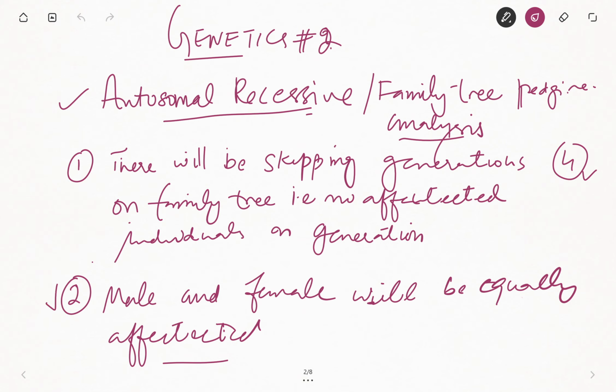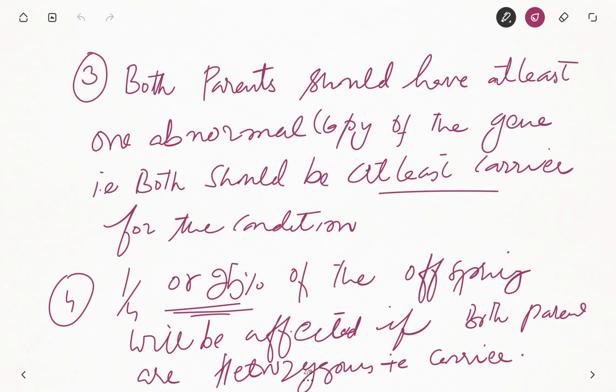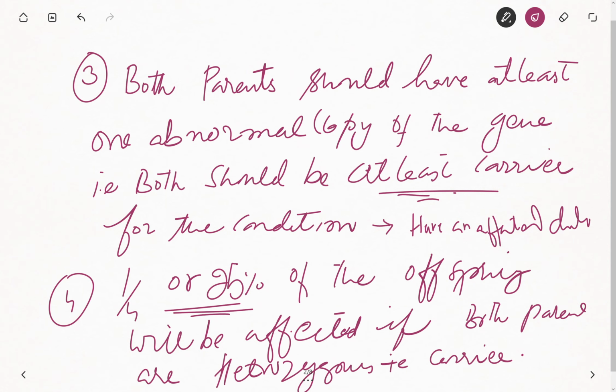The third feature is that both parents should have at least one abnormal copy of the gene to actually transmit the disease to the offspring. In other words, both should be at least carriers for the condition to transmit it or to have an affected child. The fourth one is that there is a 25% chance that the offspring of carrier parents will be affected.